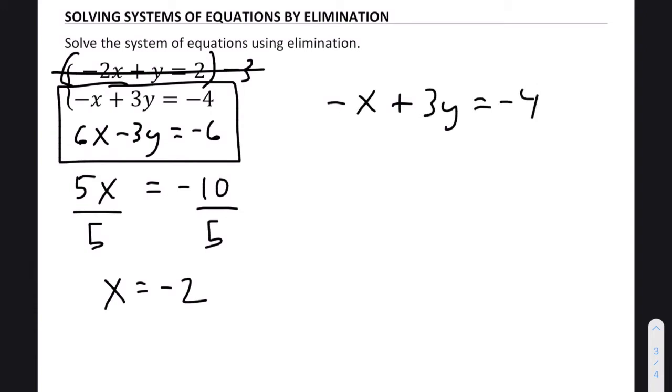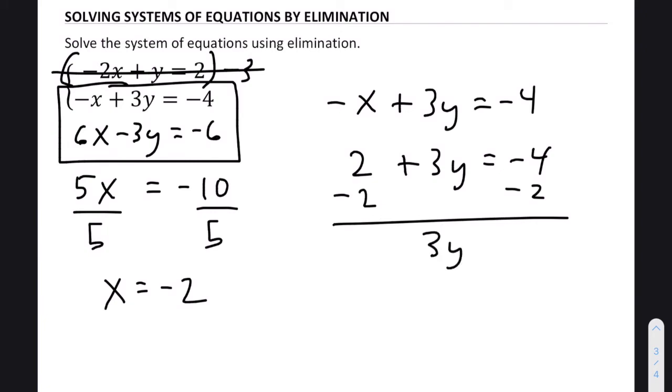Hold on, let me fix that. That's annoying. And so we plug in the negative 2. Well, we have negative 2. So that becomes a positive 2 plus 3y equals negative 4. And so if I subtract 2 from both sides, I have 3y is equal to negative 6.